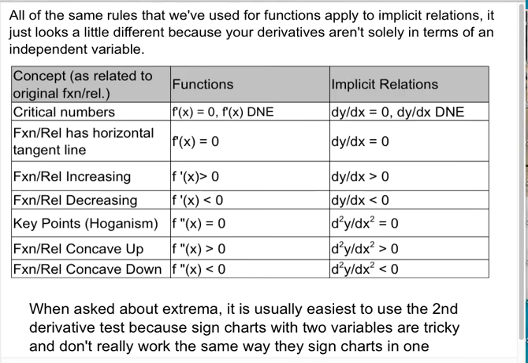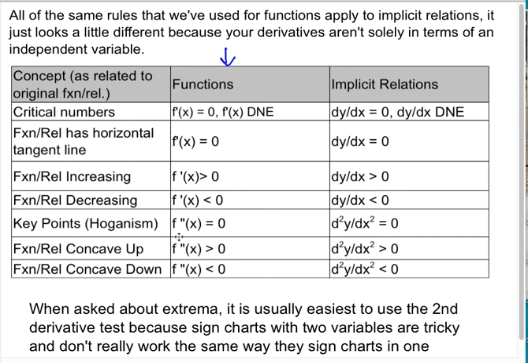So let's compare functions and implicit relations right now with the stuff that we already know. We already know the stuff that's in this column, right? We know that the critical numbers for a function f of x are when f prime, the derivative of f of x, is 0, or f prime does not exist. We know that if f prime of x is 0, then f of x has a horizontal tangent line. If f prime of x is greater than 0, the function f of x is increasing. If f prime of x is less than 0, the function f of x is decreasing.